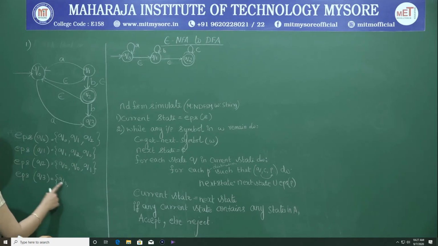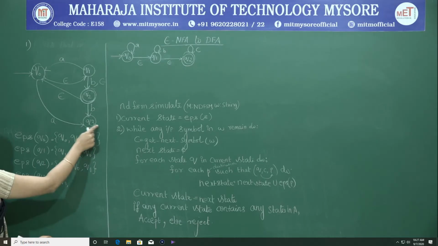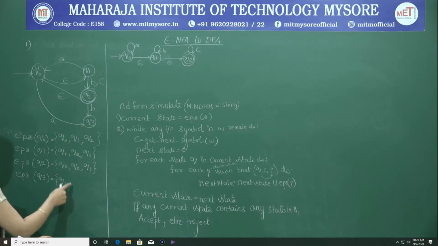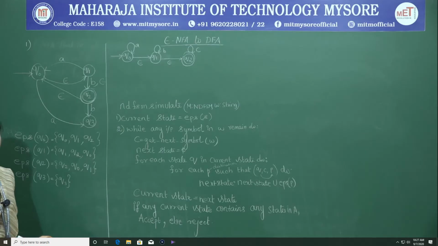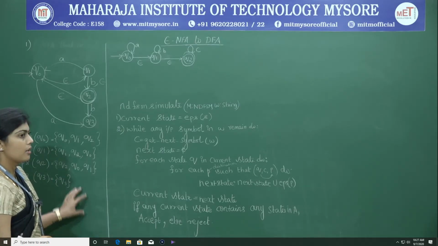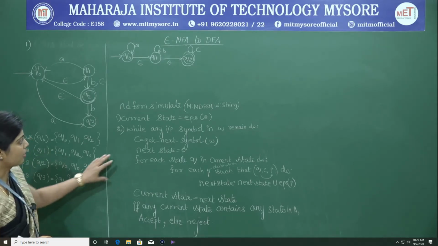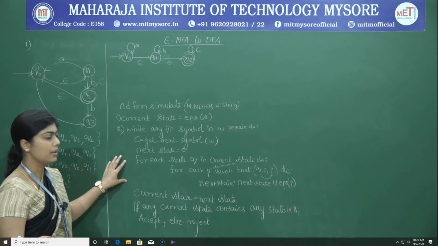Next from Q3. We do not have any epsilon transition from Q3. There is no outgoing arrow on epsilon, therefore we are not reaching any state at all. So this set is going to just remain as Q3. This is the idea behind finding the epsilon closures of the states. This concept is required in order to simulate the conversion of an epsilon NFA to a DFA.